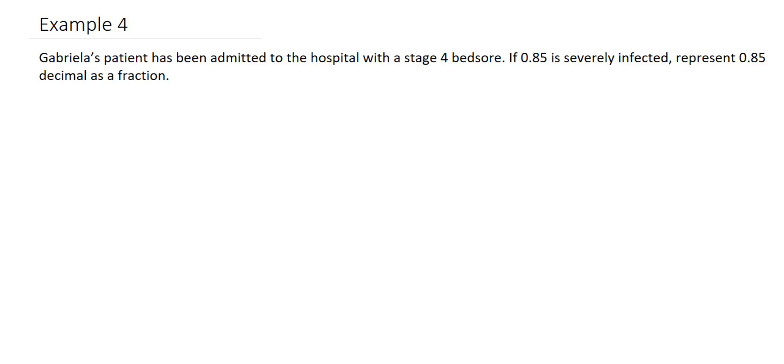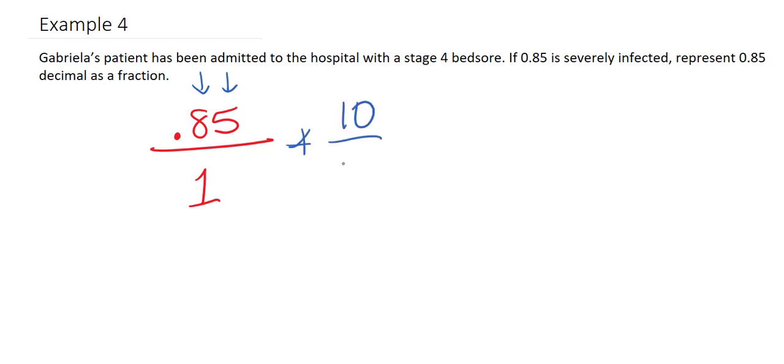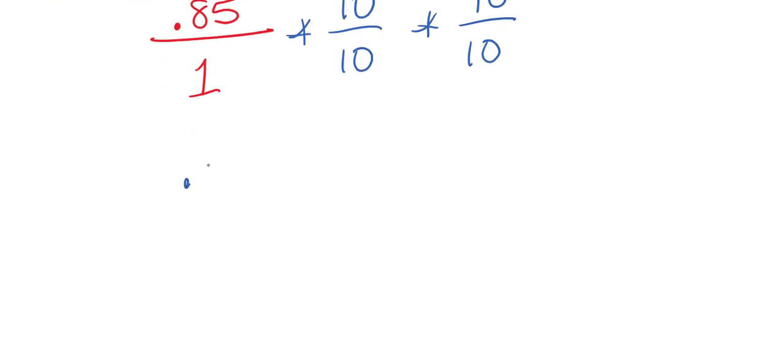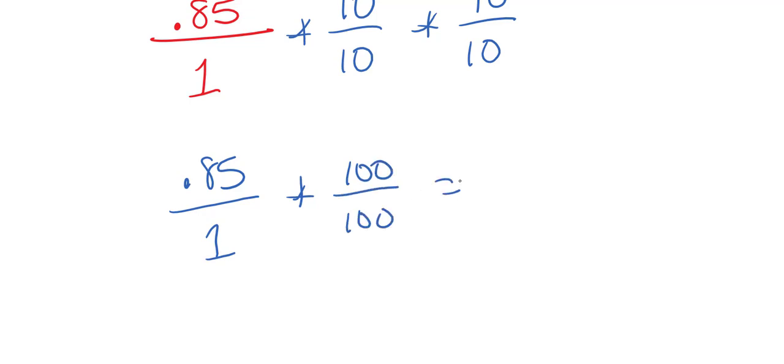Example 4. Gabriella's patient has been admitted to the hospital with a stage 4 bed sore. If 0.85 is severely infected, represent 0.85 as a fraction. We have 0.85. First step, we put it over 1. Then we notice there are 2 numbers after the decimal, so we multiply by 10 over 10, and then do it again. That really means we're multiplying 0.85 over 1 times 100 over 100.